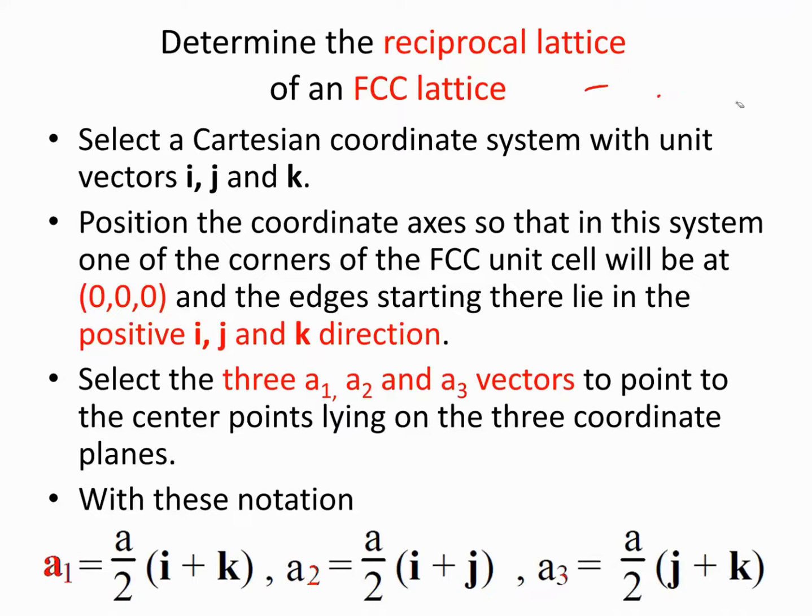So now first you need to select the coordinate system with unit vectors i, j, and k. Then you need to position the coordinate axes so that in this system, one of the corners of the FCC unit cell will be at 0, 0, 0, and the edges starting there lie in the positive i, j, and k directions. So now you need to select three vectors a1, a2, a3 that point to the center points lying on the three coordinate planes. So with this notation, you have a1 equal to a over 2 times (i plus k), a2 equal to a over 2 times (i plus j), and a3 equal to a over 2 times (j plus k).